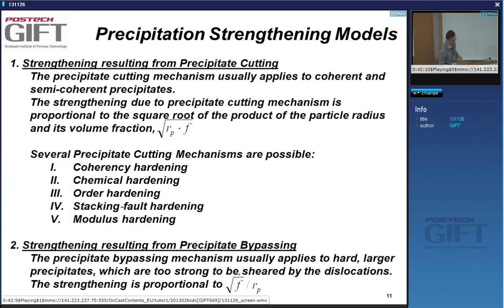Okay, so now let's have a look at some real situations: precipitation strengthening models. It's kind of interesting. Again, I remind you, you have two situations. The precipitate can be cut, or the precipitate can be bypassed. When you cut a precipitate, many things can happen, depending on the matrix dislocations, the dislocations in the precipitate, the crystallography of the precipitate, you name it. It's complex.